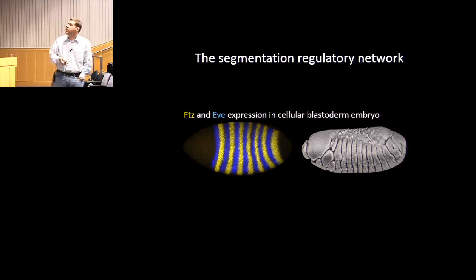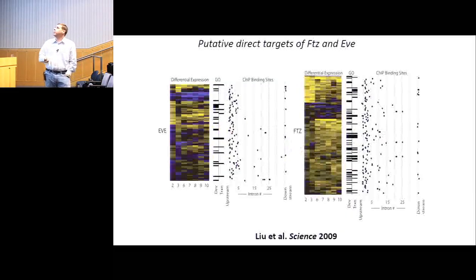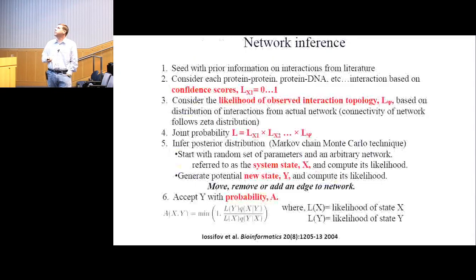And we decided to look at the Fushi tarazu and Even-skipped homeodomain proteins. These are transcription factors that are expressed in this beautiful stripe pattern, and are responsible for setting up the segmental anlage of the animal. We can map the direct targets by doing ChIP, as well as gene expression profiling in the mutants and seeing which of the ChIP targets are affected in the mutants, and that gives us putative direct targets of Ftz and Eve.